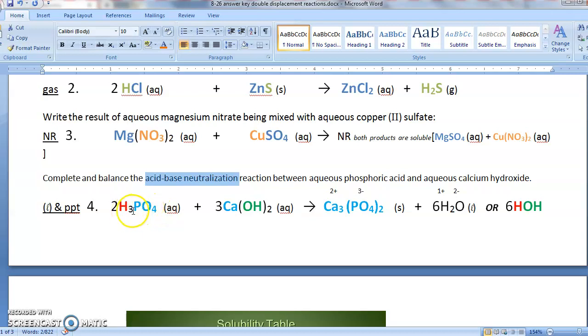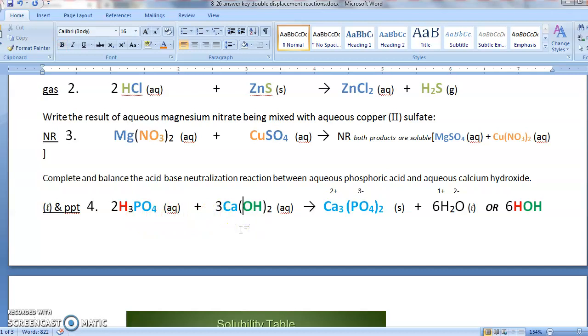How do I know this is my acid right here? We have the phosphate ion. The phosphate ion is 3 minus. And when we have hydrogens on our negative polyatomic ions, they are considered to be acids. We have calcium hydroxide here. And if you remember, the hydroxide ion is the strongest base we can have in solution. So we have an acid and we have a base.